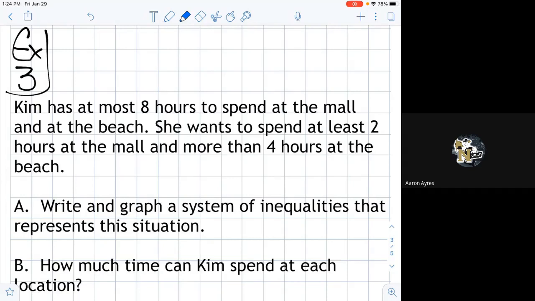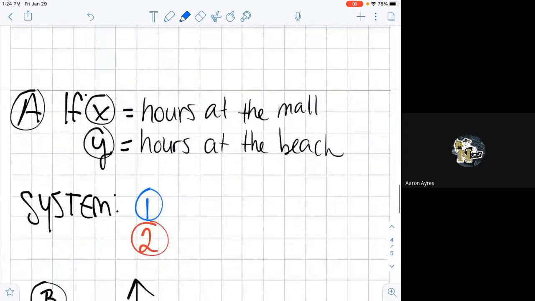X plus y less than or equal to 8. Does that translate to 8 hours spent at the mall and the beach? I think it does too. You okay with that, Brandon? I think what happened was you tried to combine too many things here. We're gonna really simplify this and make it a little easier to interpret. So, at most, 8 hours are spent at the mall and at the beach. For our first inequality, x plus y less than or equal to 8.